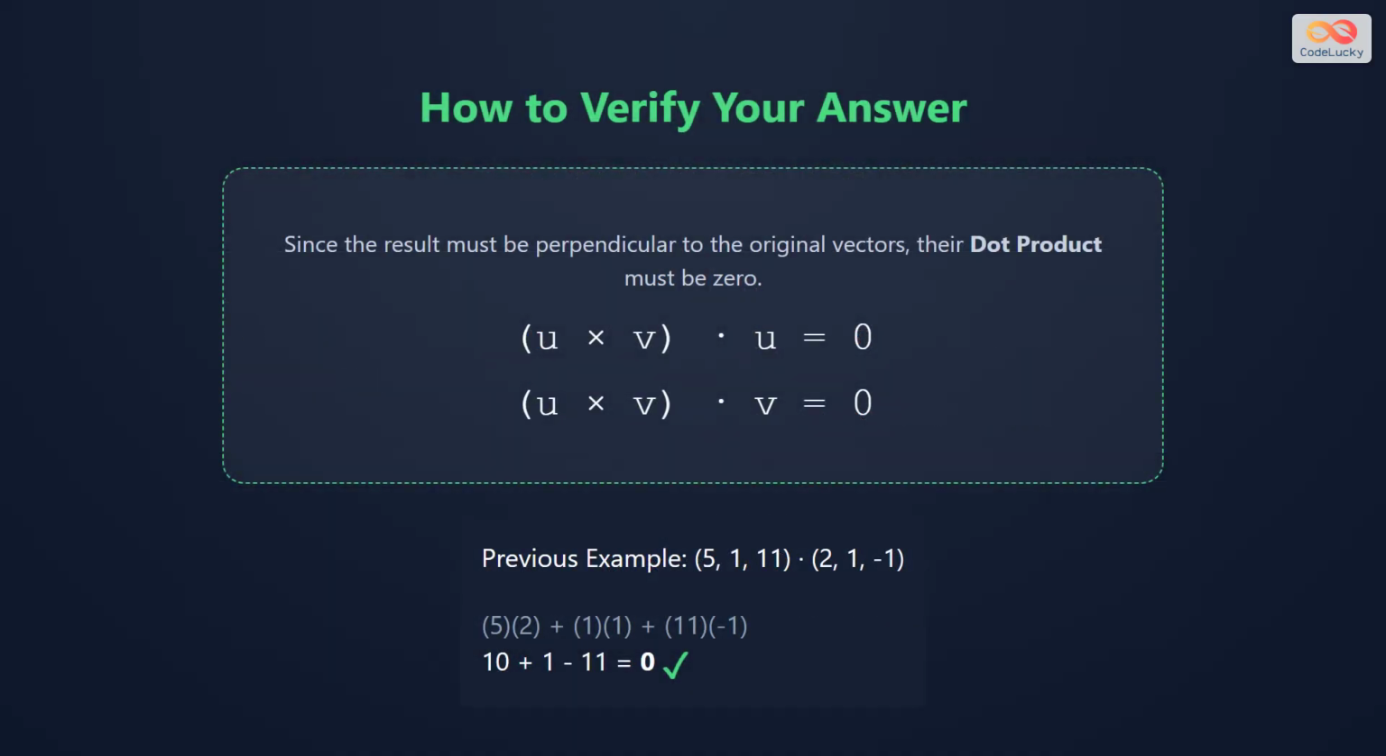It is always good to check your work. Since the result should be perpendicular to the inputs, the dot product of your result with the original vectors should be 0. Looking at our previous example, if we take the dot product of our result (5, 1, 11) with the original vector u, we get 10 plus 1 minus 11, which equals 0. The answer is verified.